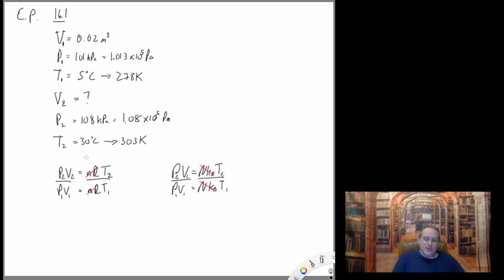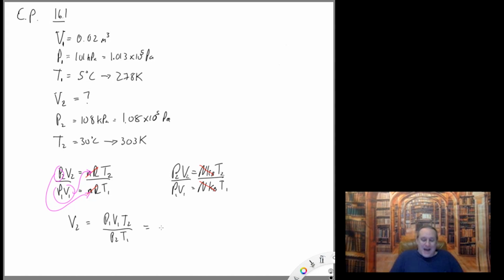So what do I do now to solve for V2? I'm just going to move stuff to the other side. So P1 and V1, I'm going to multiply over to the other side. And P2, I'm going to divide to the other side. So what we wind up with is V2 equals P1 V1 times T2 on top, and on the bottom I'm going to have P2 times T1. And that's basically it. Now I just plug in my numbers.